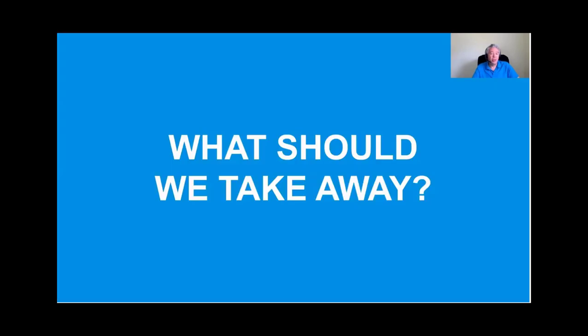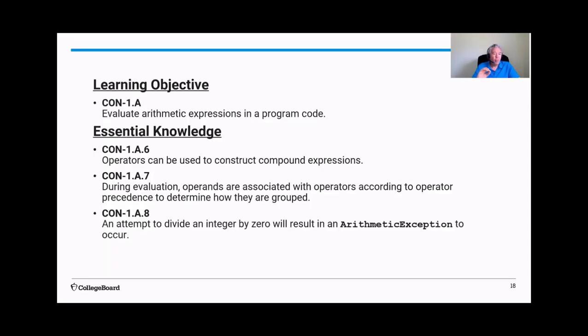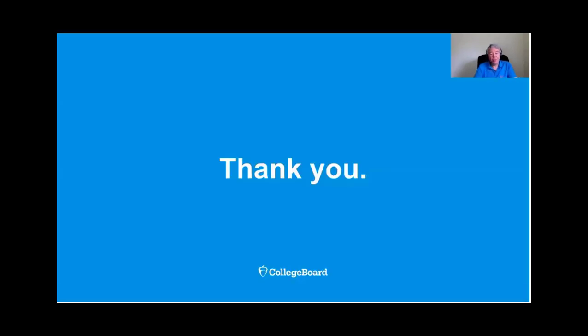Okay. So that's our video for today. We have looked at compound expressions. We can use operators to construct compound expressions. During evaluation, operands are associated with the operators according to precedence. In other words, we follow our same order of operations. And if by some chance we attempt to divide an integer by 0, we're going to throw an arithmetic exception that's going to crash our program and basically bring everything to a halt.